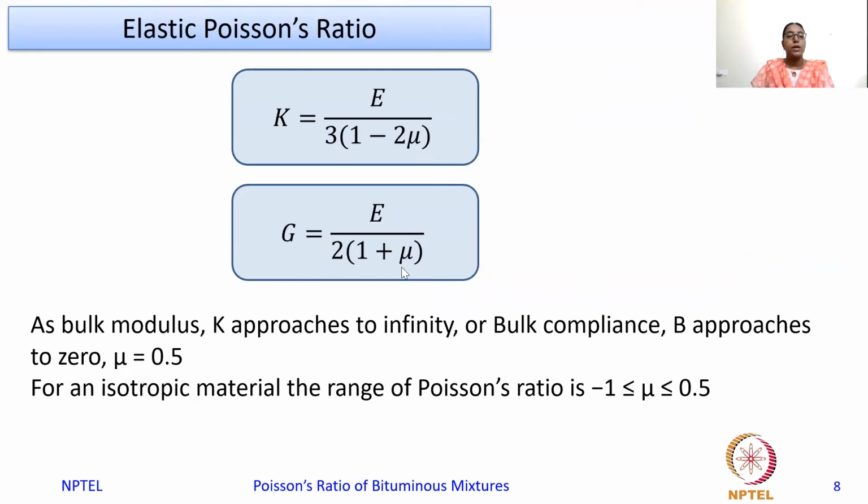Now, we can see that as the bulk modulus K approaches infinity, or the bulk compliance B approaches 0, the Poisson's ratio mu takes the value of 0.5. And for any isotropic material, the range of Poisson's ratio is minus 1 to 0.5.